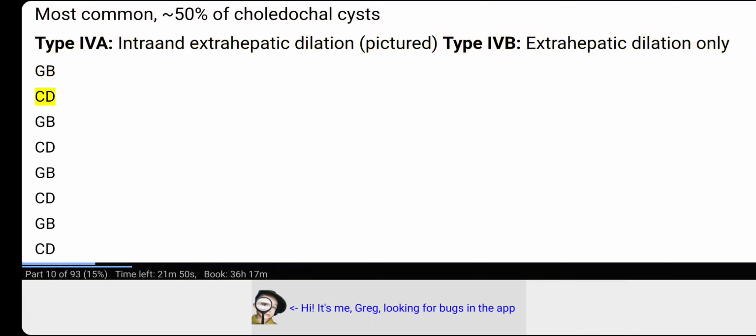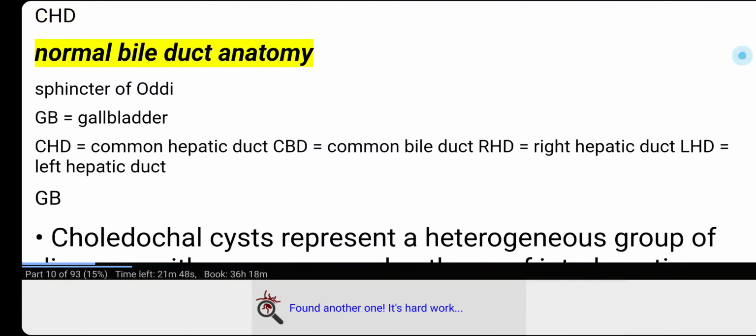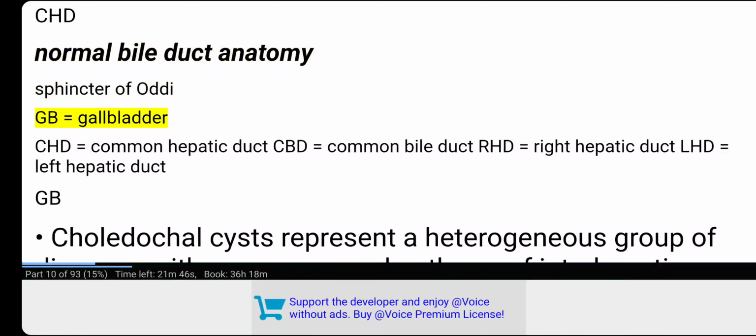GB, CD, CBD, LHD, RHD. Cystic duct. CHD. Normal bile duct anatomy. Sphincter of Oddi. GB equals gallbladder. CHD equals common hepatic duct. CBD equals common bile duct. RHD equals right hepatic duct. LHD equals left hepatic duct.